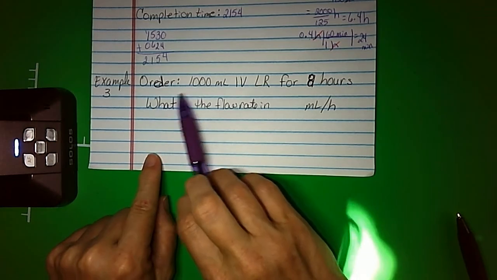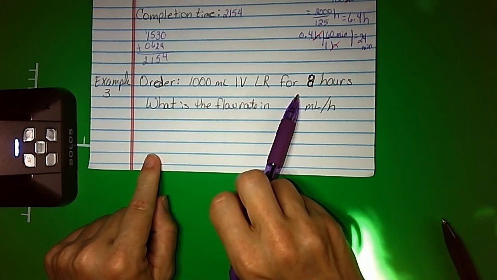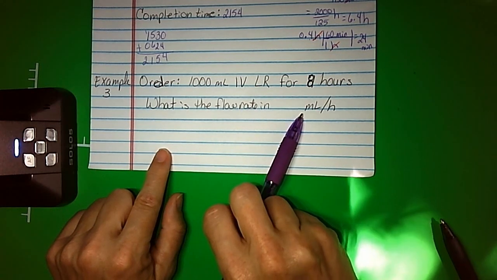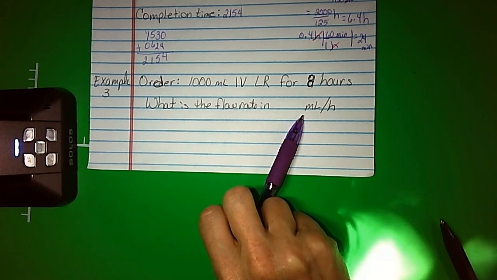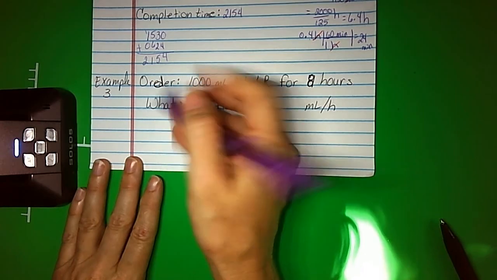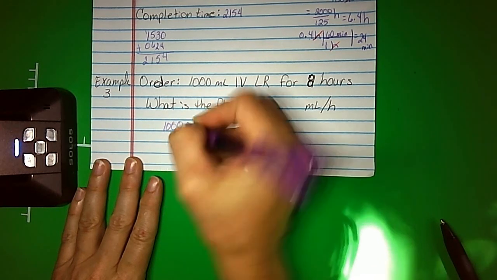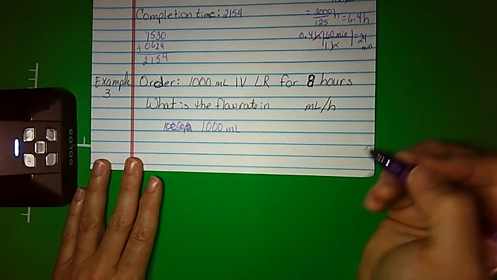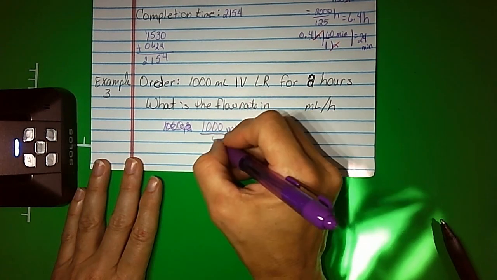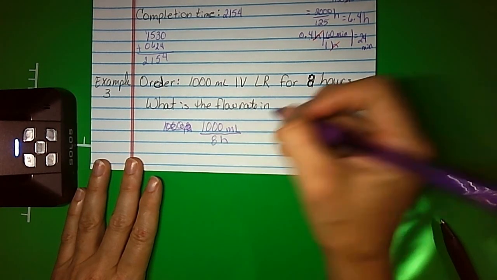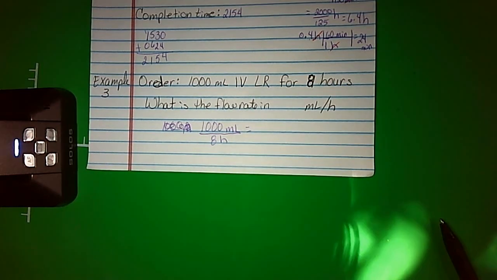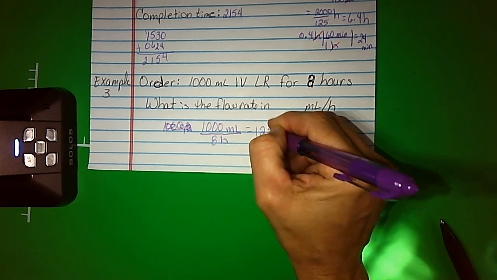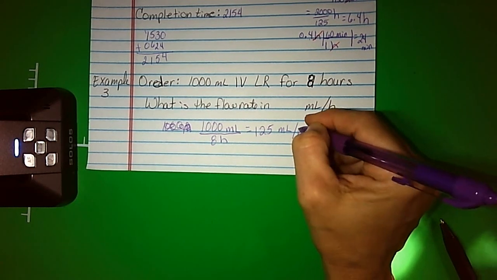Example 3 says we have an order of 1,000 milliliters, and the doctor says infuse this 1,000 milliliters for the next 8 hours. But he didn't tell you the milliliters per hour, the flow rate. So what I'm going to have to do is take my volume. My writing is sloppy, please forgive me. 1,000 milliliters, which is my volume, and I'm going to divide it by my time. So 1,000 divided by 8 is 125 milliliters per hour. So that's what we'd have to set it at.